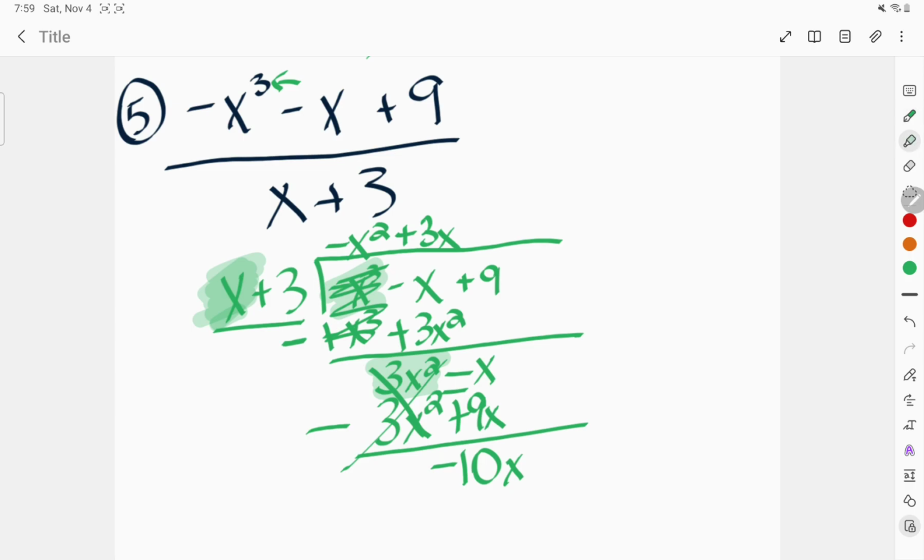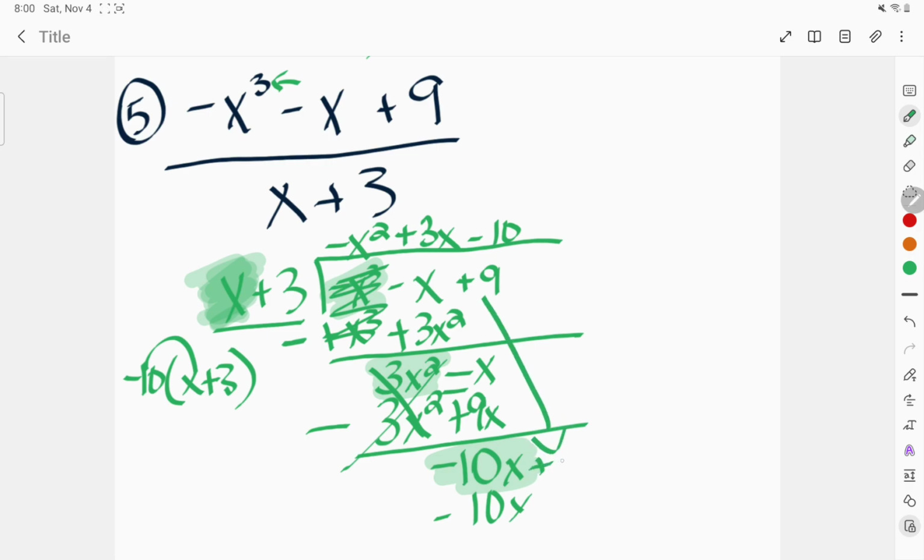So again, just looking at my first ones, I have negative 10x divided by x. The x's are going to cancel, leaving me with negative 10. So now I'll multiply negative 10 times x plus 3. Negative 10x. I'm sorry, I forgot to bring down my positive 9. Negative 30.